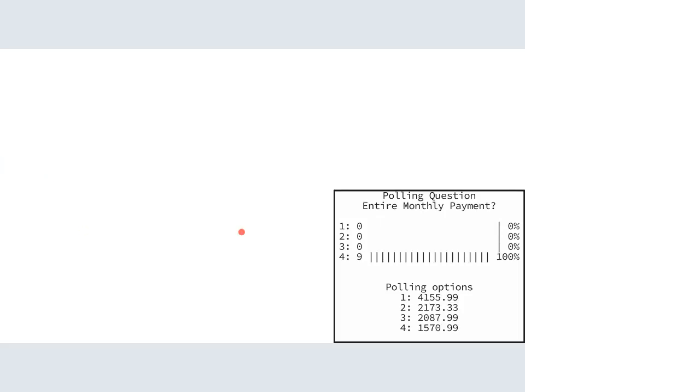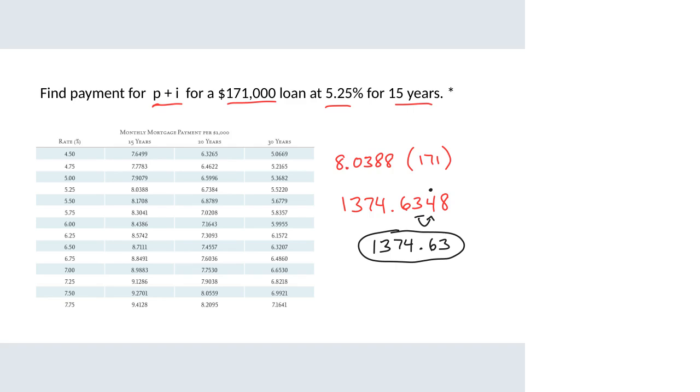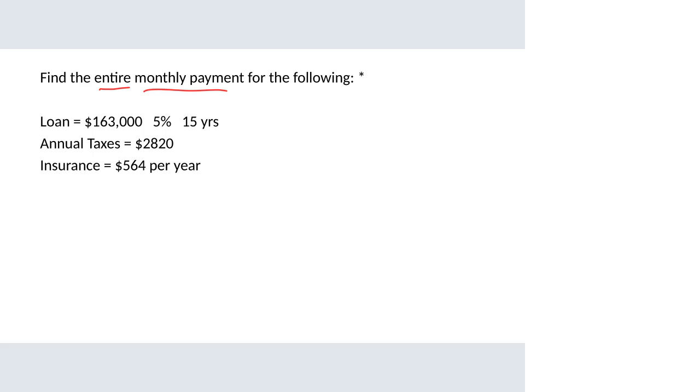All right, let's see where we are on this one. Wow, unanimous again. What a fantastic day for polling. Okay, it's not a bad thing if we don't have unanimous agreement, but when we do and it's consistent, that's a really good indicator. All right, so we'll go back and look at our question here. Find the entire monthly payment for the following.